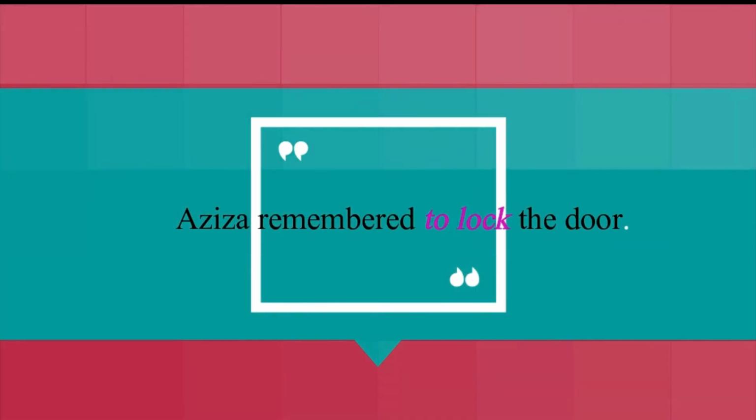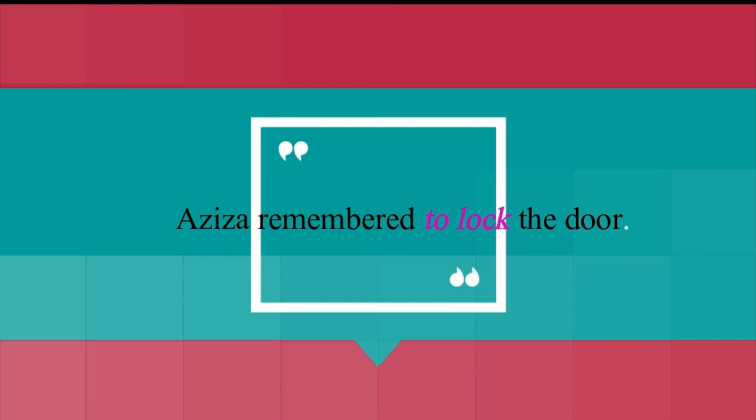Well done. Hope you have identified the slight difference between the two structures. Let's observe together. The first sentence, Aziza remembered to lock the door, means that when she was leaving the room, she thought about the fact that she had to lock the door, and she did it. But the second sentence, Aziza remembered locking the door, means that she had the clear memory of having locked the door.